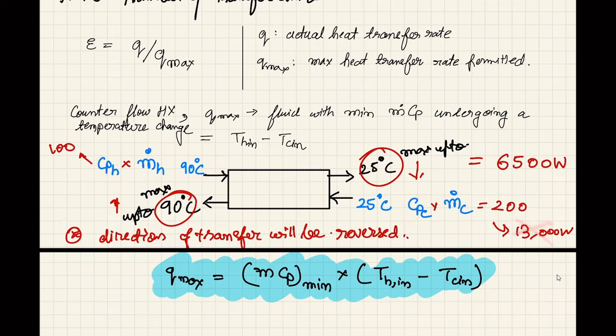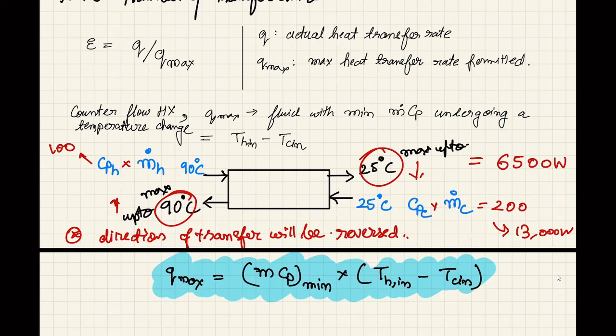13,000 heat rate is not possible, because whatever heat that has been lost by the hot stream has to be gained by the cold stream, right? Yes, sir. So this one is ready for 13,000, but the other cannot accept more than 6,500. So what will be the maximum Q max for this heat exchanger? 6,500. Very good. So now this 6,500 is the product of T_H in minus T_C in, times the MCP value which is minimum.